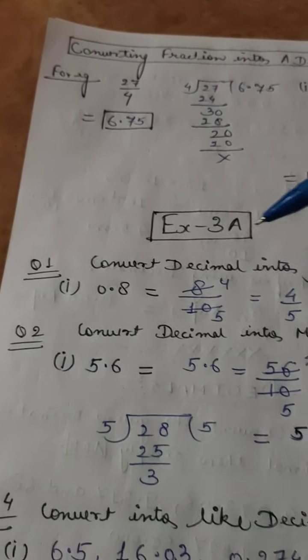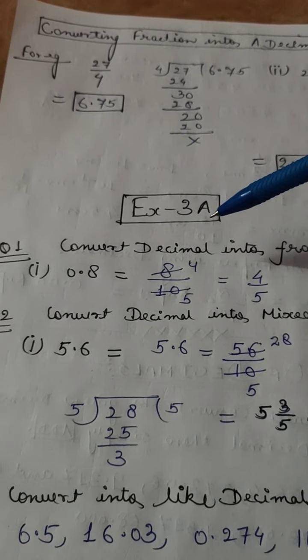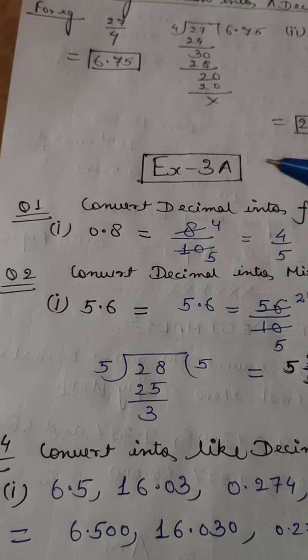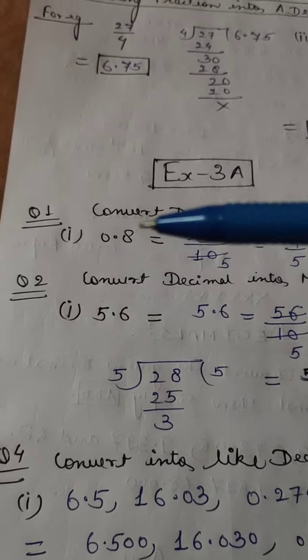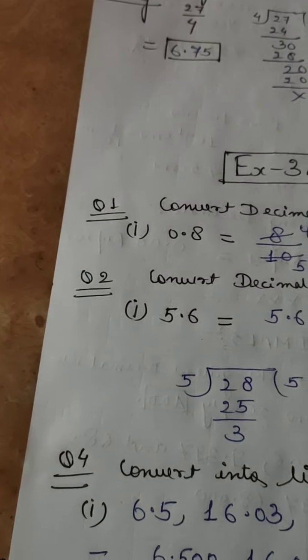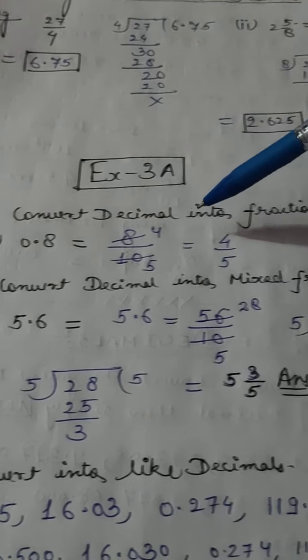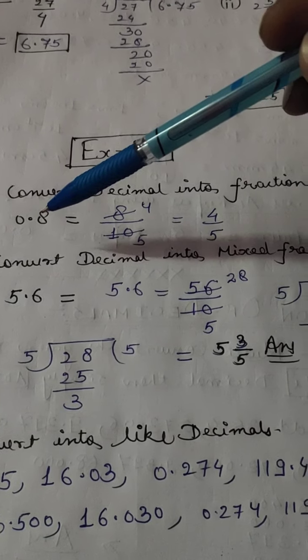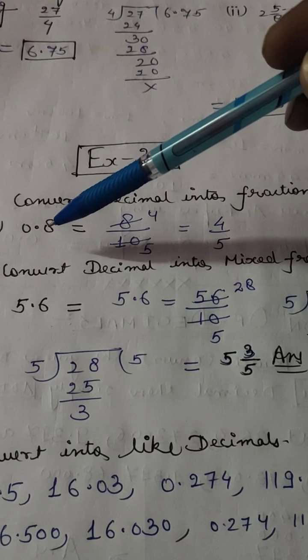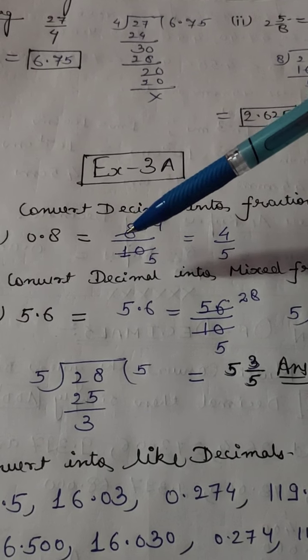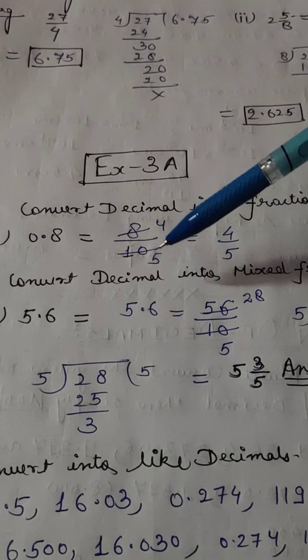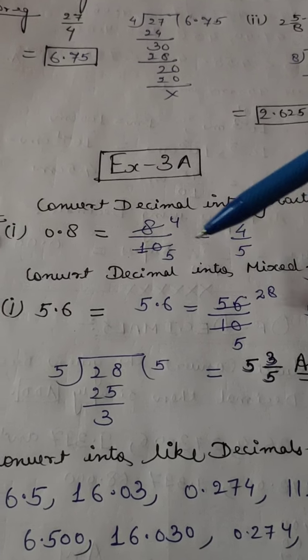Next one is, I have solved some of the questions from exercise 3A. Kindly go through these questions and try to understand the concept of how I solved it. Question number 1 is convert the decimal into fraction. You have been given decimal 0.8. So after the decimal, how many decimal places are there? 1. So we have to divide it by 10. Simplifying it, we will get 4 by 5 as the result.